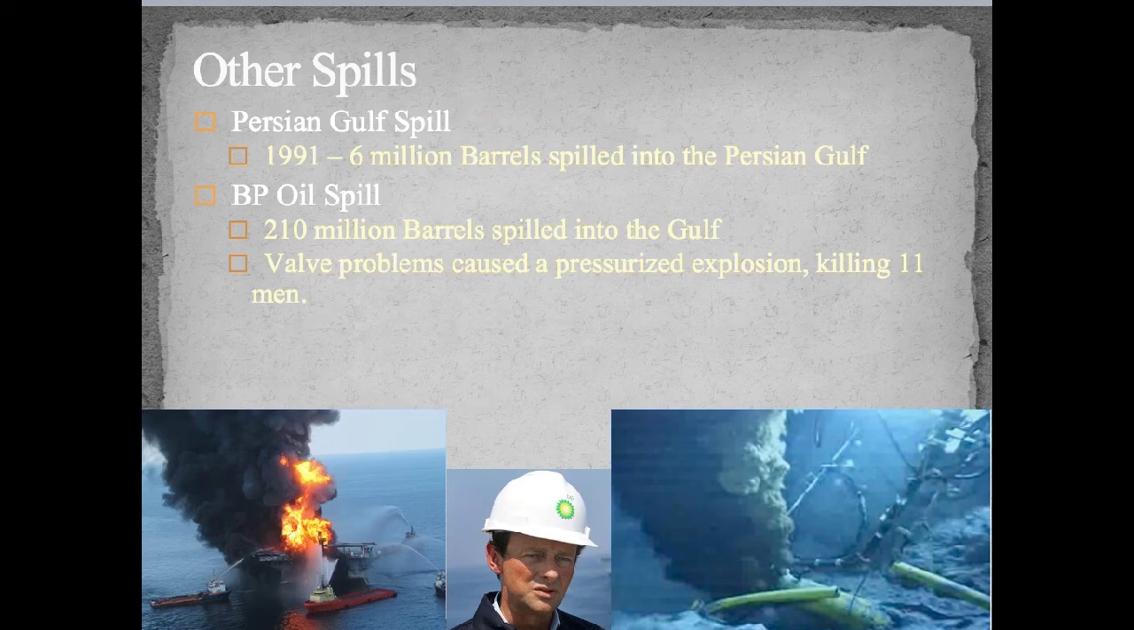Other spills that have happened: the Persian Gulf spill in 1991, 6 million barrels spilled into the Persian Gulf, and then also the more recent BP oil spill that happened 2 years ago. This one was the largest oil spill in history. 210 million barrels spilled into the Gulf. The cause was a valve problem that caused a pressurized explosion, which killed 11 individuals on the rig.